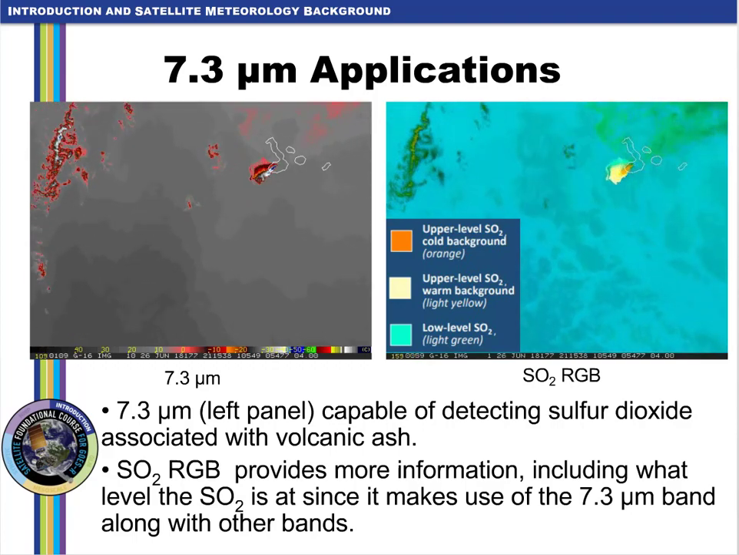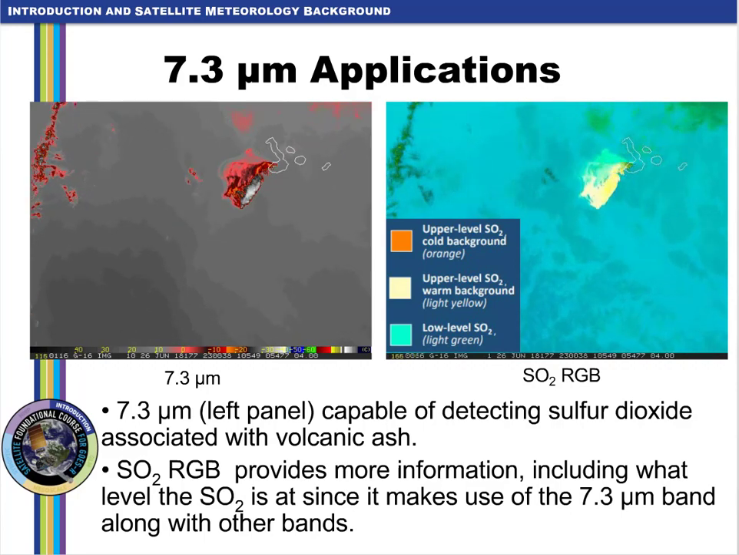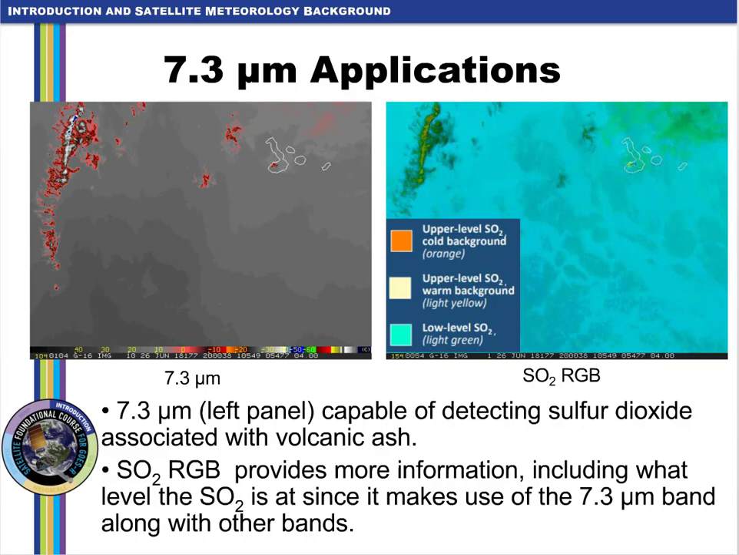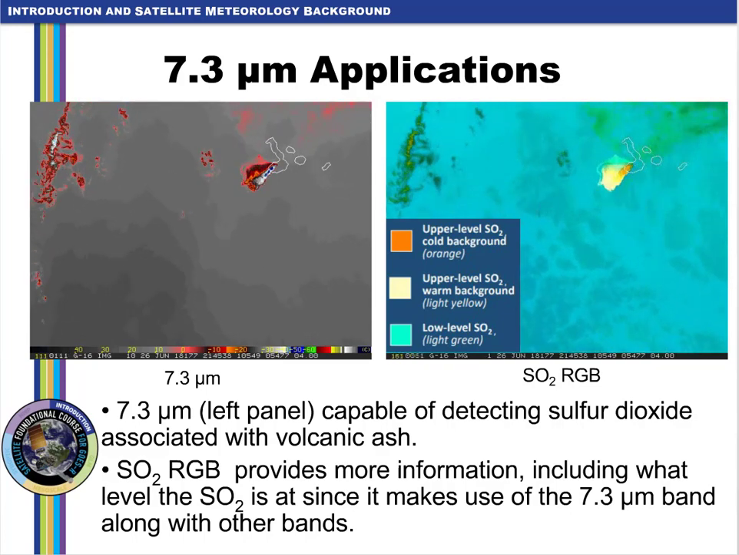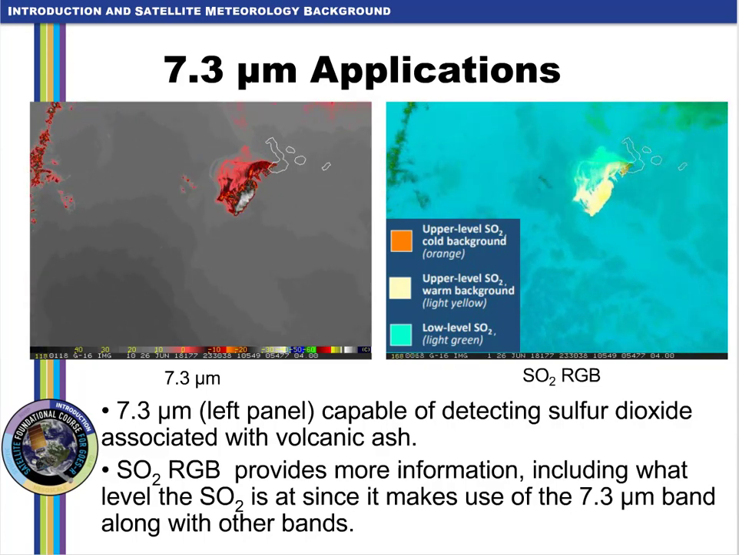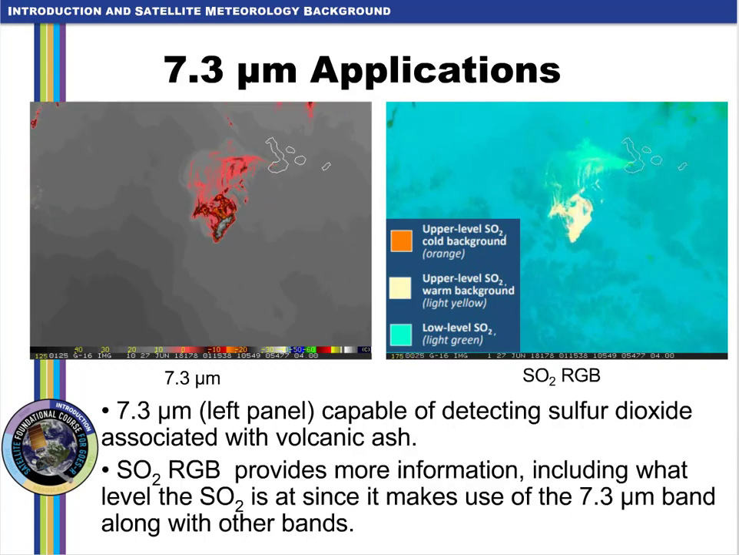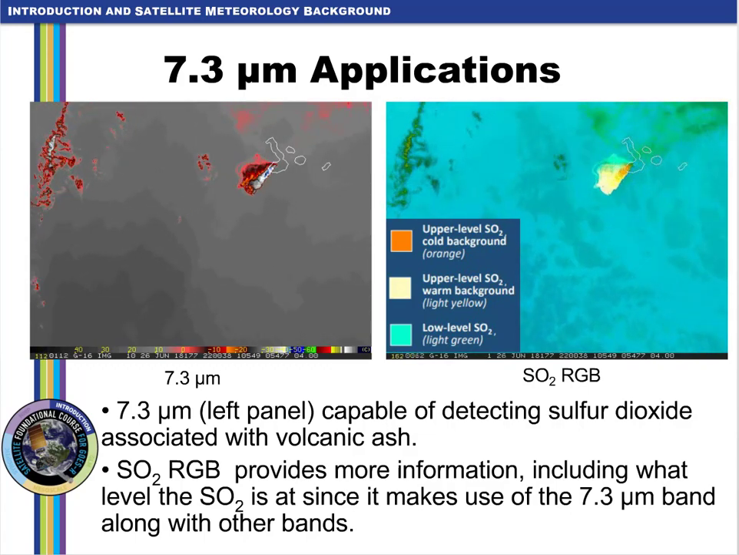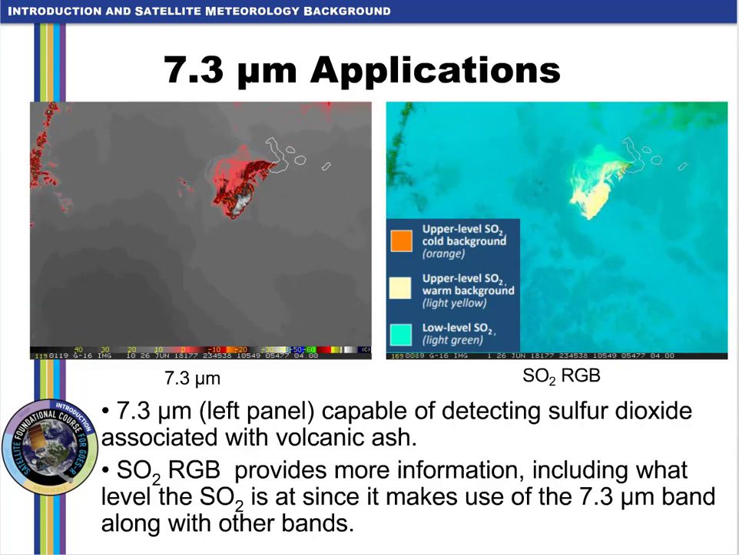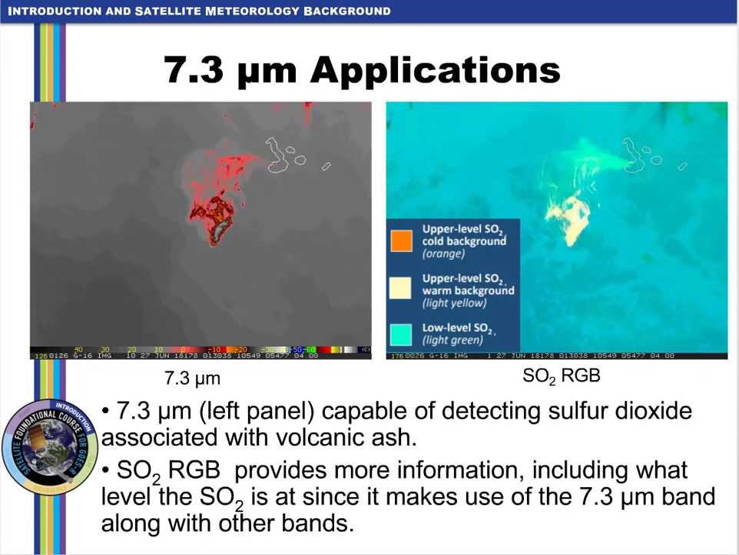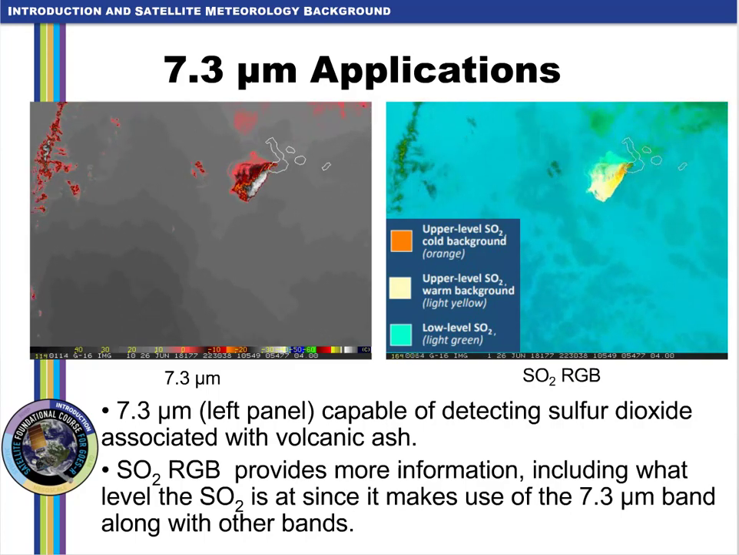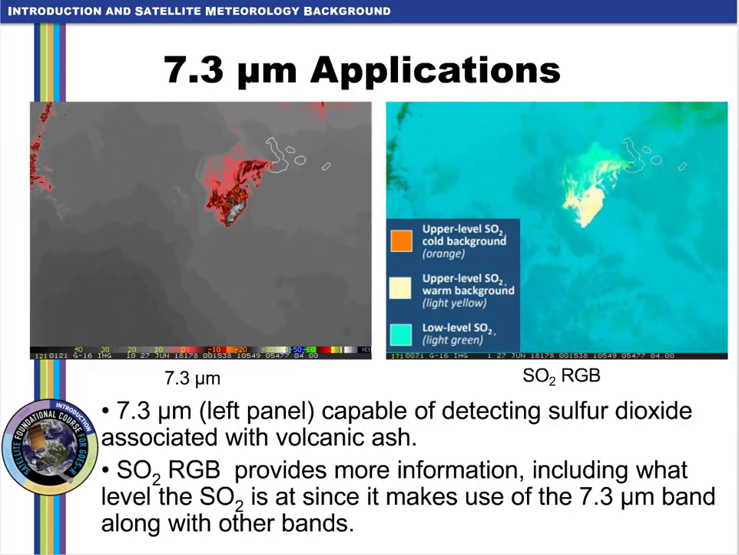The animation shows the 7.3 micron water vapor band from GOES 16, along with the SO2 RGB for the Sierra Negra volcanic eruption in Ecuador of June 2018. Oftentimes, an RGB product will show more information than a single band alone may show. This topic will be discussed in more detail later in the module on volcanic ash detection.